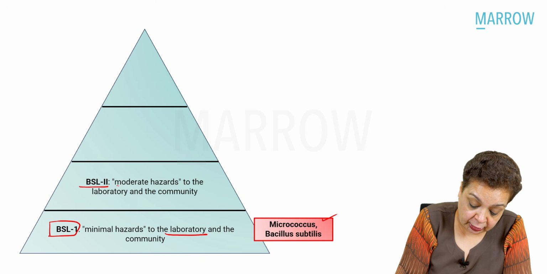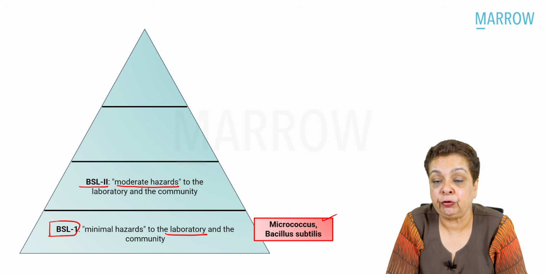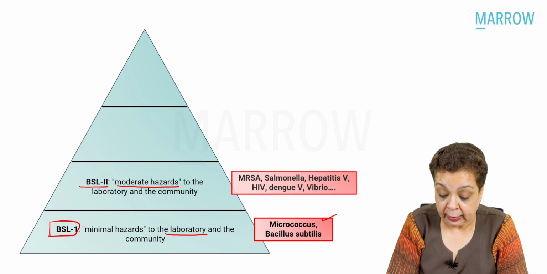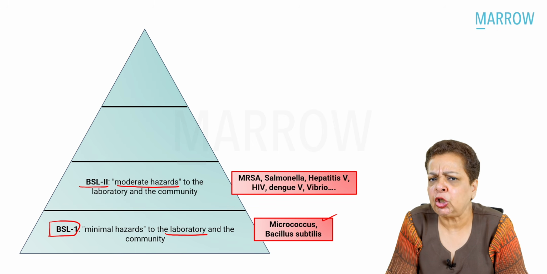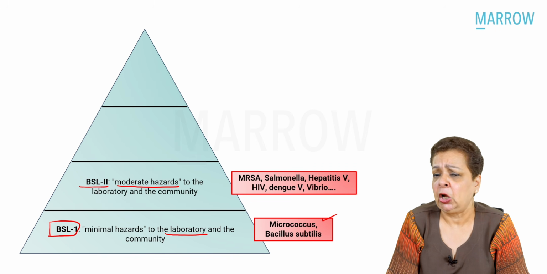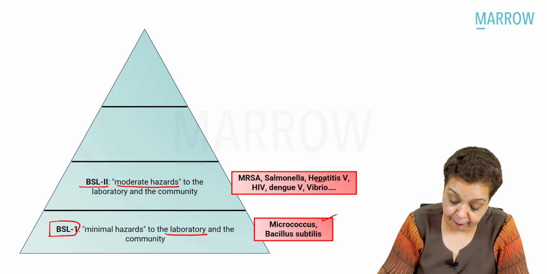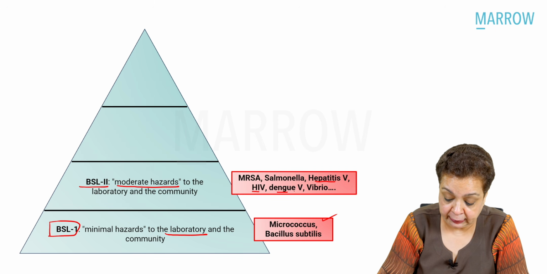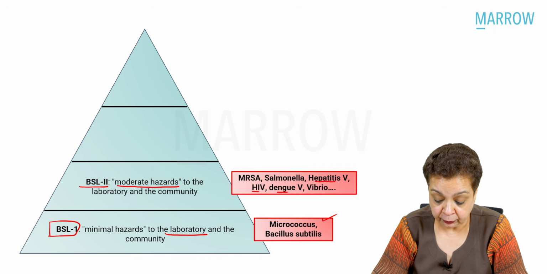BSL-2 are those which are moderate risk to the laboratory and to the community. And these include organisms which we normally study about: Vibrio cholerae, Meningococcus, Staph aureus, or MRSA, or hepatitis virus, HIV, dengue, Vibrio, etc. Okay.